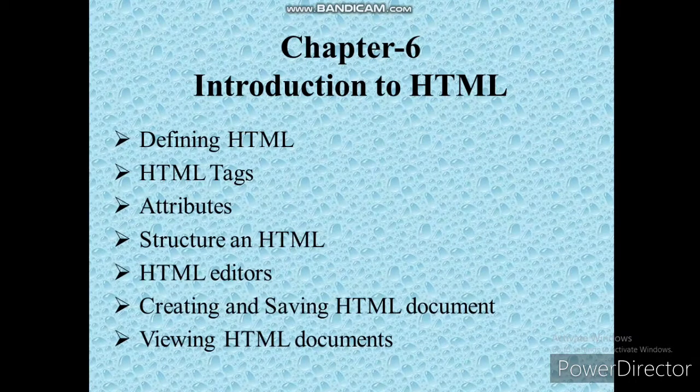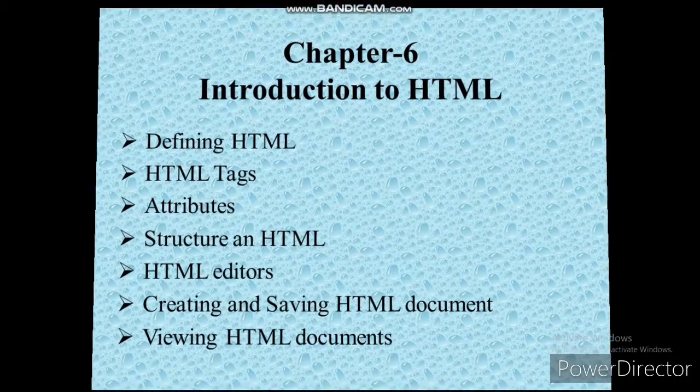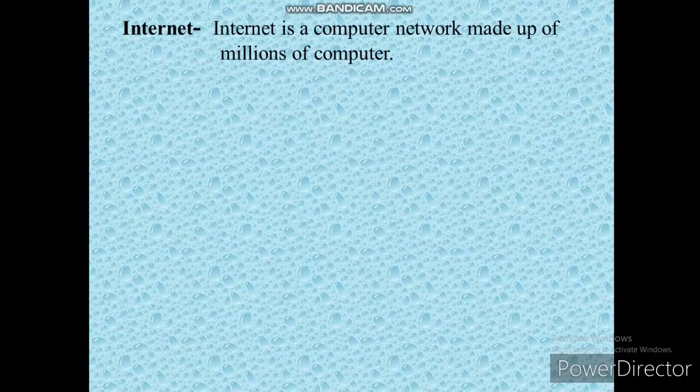Before we start the chapter, let's revise some general terms. Internet. The internet is a computer network made up of millions of computers. It is a vast network that connects computers all over the world. Through the internet, people can share information and communicate with each other from anywhere with an internet connection, in a very easy way.